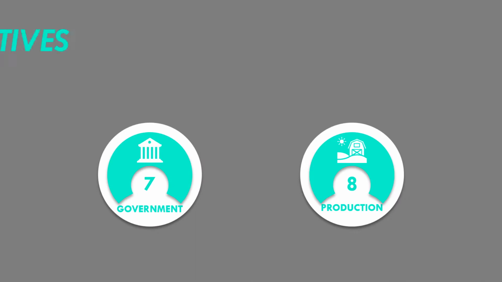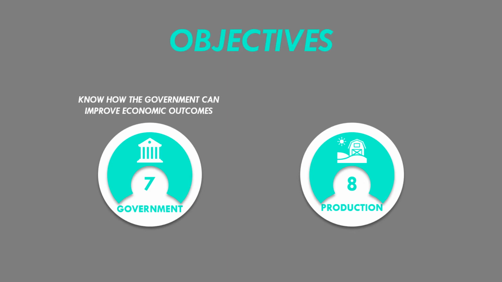As we finish the discussion, our objectives are to: 1. Know how the government can improve economic outcomes, and 2. Understand how the standard of living depends on the country's production.